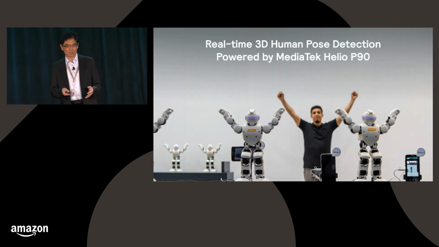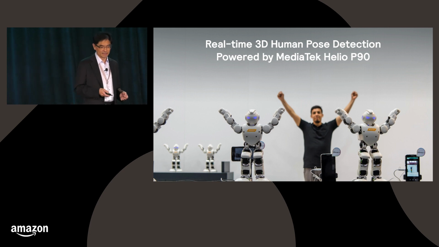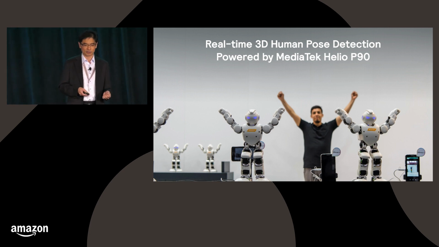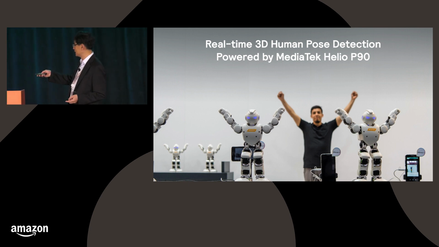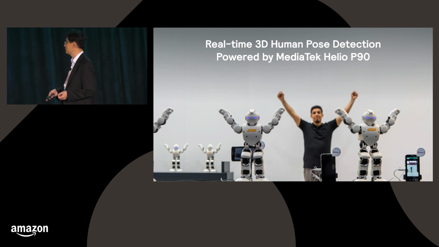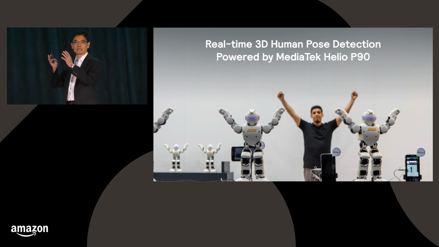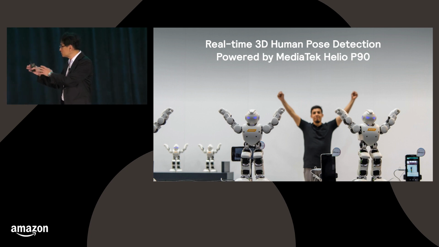Next, I'm going to show another example. It is real-time 3D pose detection. As you can see, there's a smartphone powered by MediaTek Helio P90, and the camera will capture the dancer, its pose and its action, and copy it to the robot through Bluetooth.